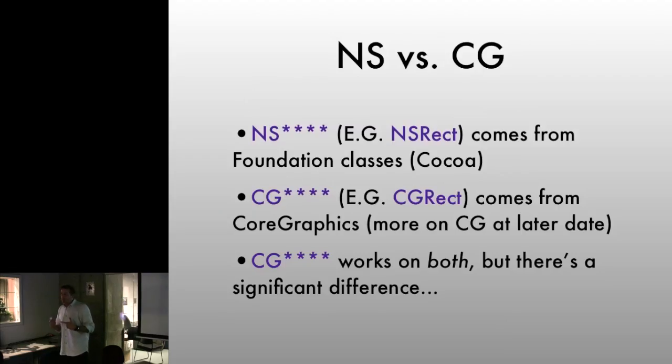As a reminder, all of the NS prefixed objects come from Foundation or Cocoa classes. The CG prefixed objects come from Core Graphics, which are usable for both OS X and iOS. The NS specific stuff is Cocoa and OS X. They're very similar, but there's a significant difference. Hopefully you saw it last time, and I'll reiterate it as we get to it this time.